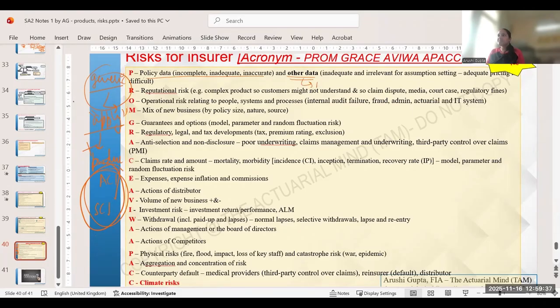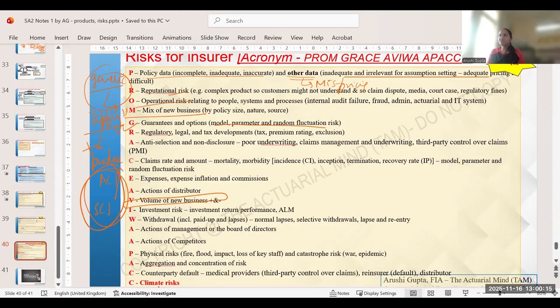This is what leads to the mispricing risk. Other data means experience data. Here we're not talking about the policy data, but the experience data, which can be one reason for the mispricing risk, right? Because you cannot set assumptions adequately, so you cannot price adequately. Reputational risk, operational risk, mix of new business, volume of new business, right? This is a list of risks which I am saying you should revise from now, and it will help in the preparation for this session. Many products have guarantees and options, so there are different types of risks in them, and modelling and pricing them becomes difficult.